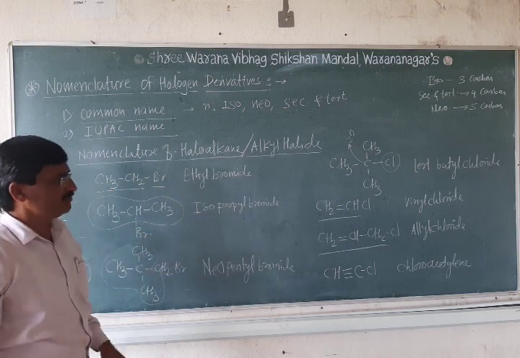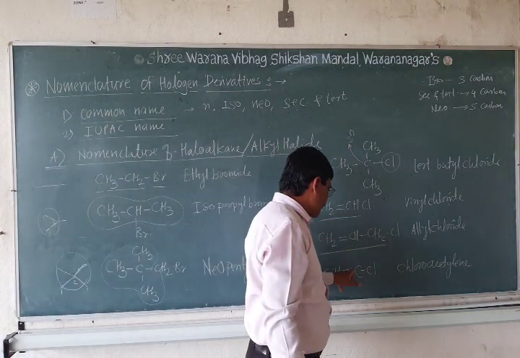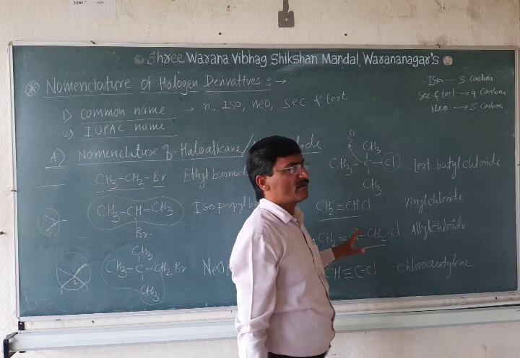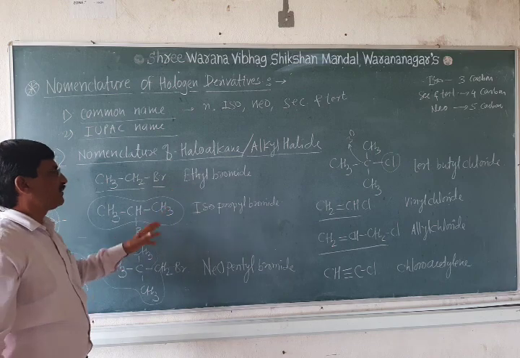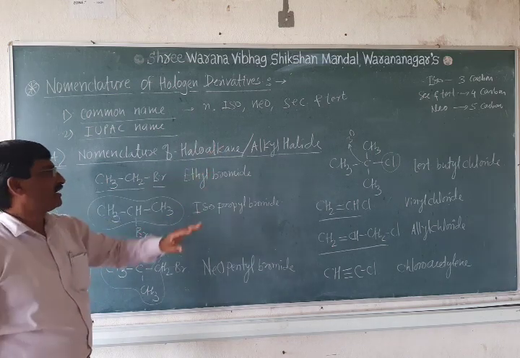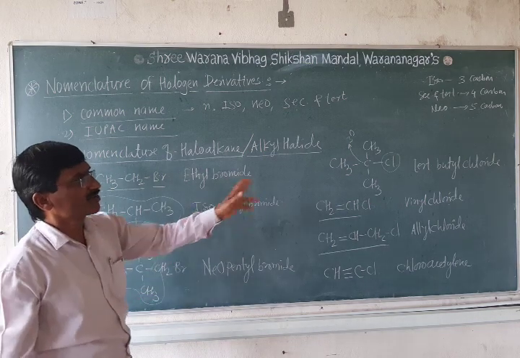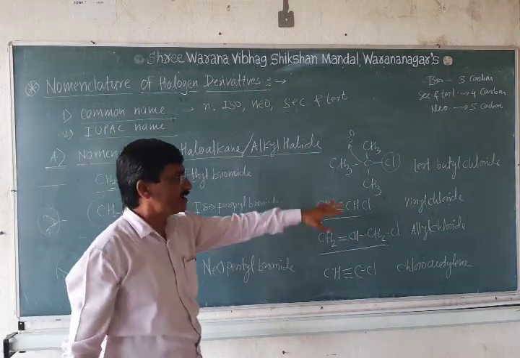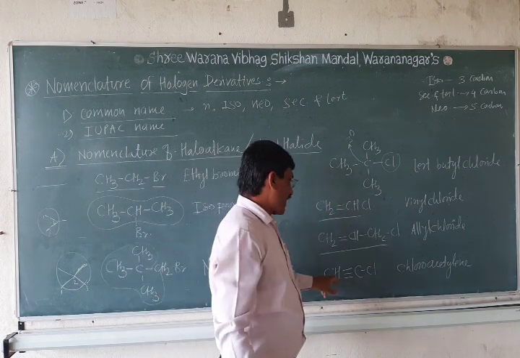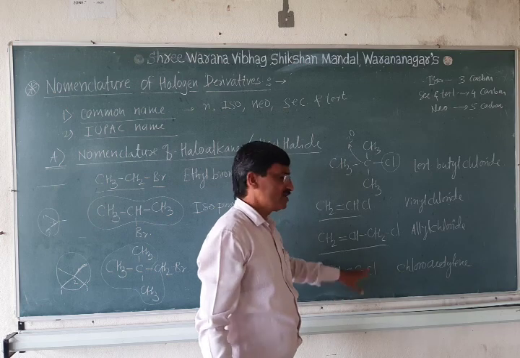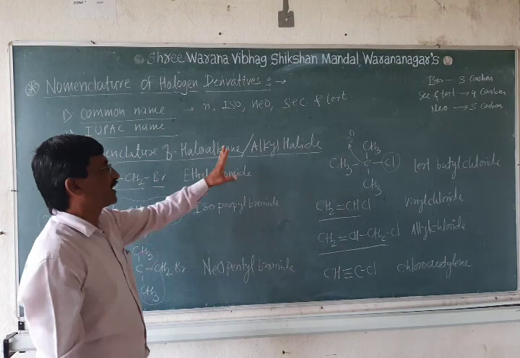In this way, it is possible to write the common name for a compound like normal, iso, neo, as well as carbon double bond, carbon triple bond. Even though in that particular compound we have to name such types of compounds on the basis of alkyl halide: ethyl bromide, isopropyl bromide, neopentyl bromide, tertiary butyl chloride, vinyl chloride. Why? Because the vinyl group is there. Allyl chloride as well as chloroacetylene. These are the things associated with the common name of an alkyl halide.